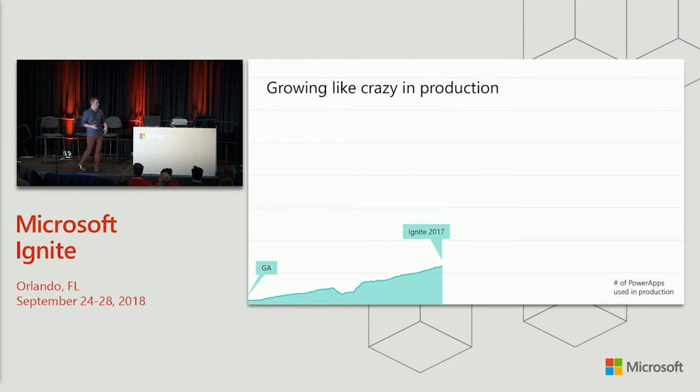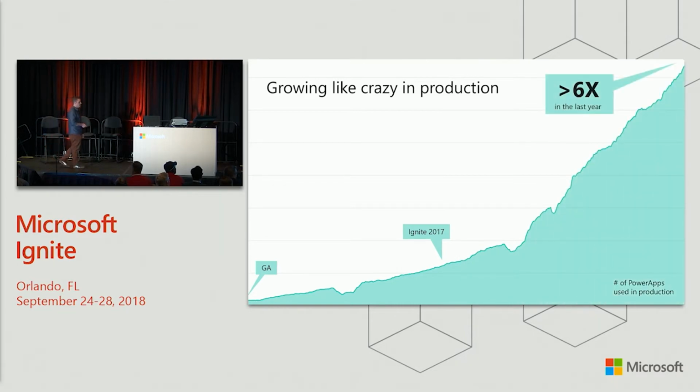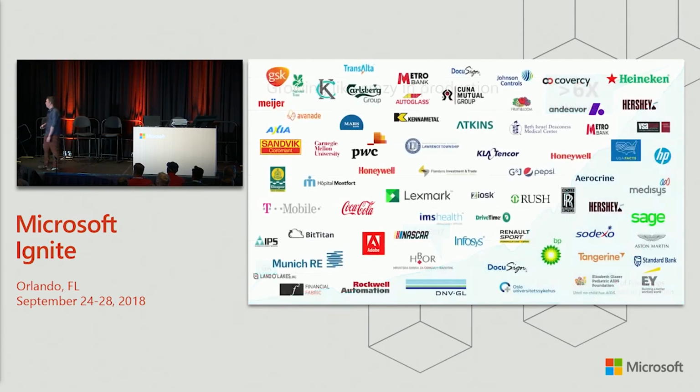The chart starts on the left at January of 2017. We GA'd shortly before that, on Halloween, actually, of 2016. This is what it looked like at last Ignite. Modest, steady progress. People playing with the product, starting to put it into production. Then a funny thing happened when we all went home from Ignite last year and went home for the holidays and came back and started using PowerApps for real. This is what production usage of PowerApps has looked like in the last 12 months. We are up more than 6x, in fact, 653% if you're counting, which we are.